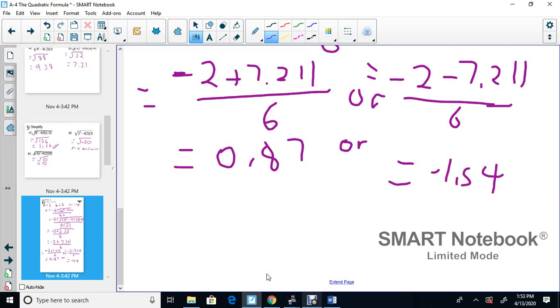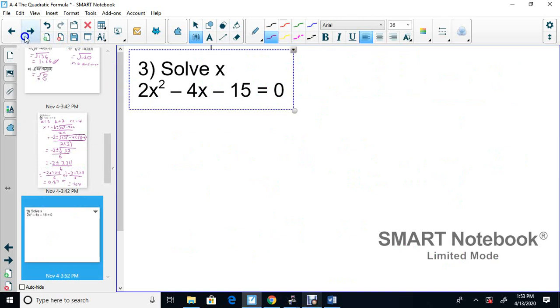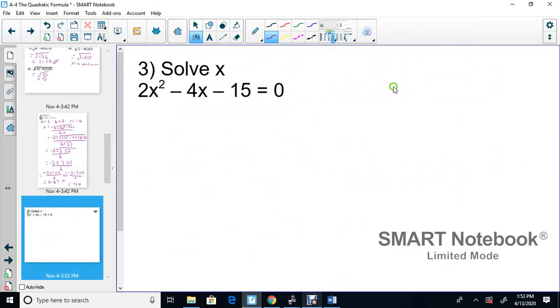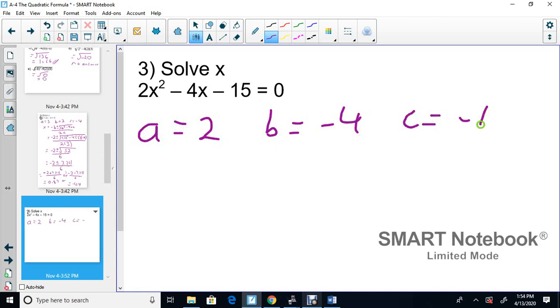Okay, this is the last place we stopped recording, so I'm going to continue on to the next question. So we want to do question 3 here. I'm going to do the same thing as the last question. I'm going to go A equals 2, B equals -4, and C equals -15. Now I have this B here equaling -4, and sometimes people make mistakes with this when B is -4 right here. Okay, so I'm going to write the formula next.